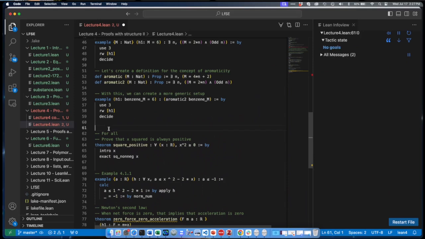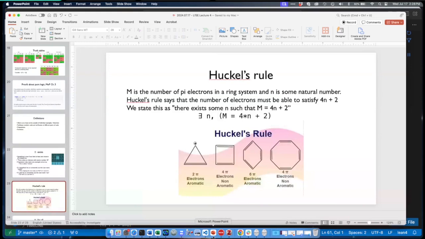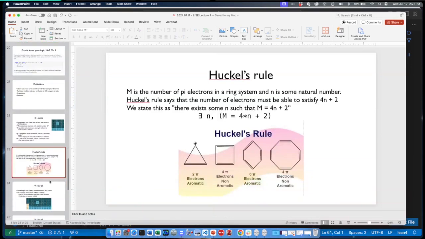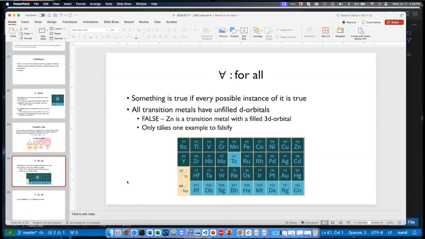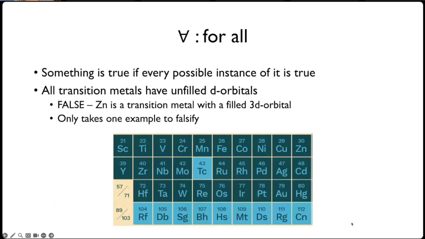Okay, so for all is next. Last chance to ask about exists. Okay. For all, something is true if every possible instance of it is true. So let's look at the transition metals. All transition metals have unfilled d orbitals. A lot of them do, okay? But zinc is a transition metal with a filled 3d orbital, so it's false. So the for all statement is going to be false.